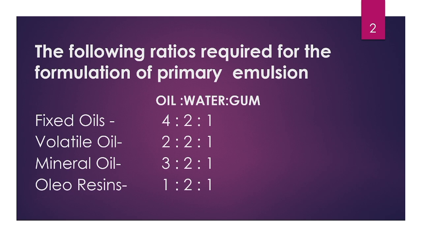Whereas in oleoresins, the oil is 1 part, water is 2 parts and the gum is 1 part. So these are the ratios we require for the formulation of primary emulsions. How many types of emulsions are there? Oil in water emulsion and water in oil emulsion. Both the phases are required for the formulation of an emulsion.